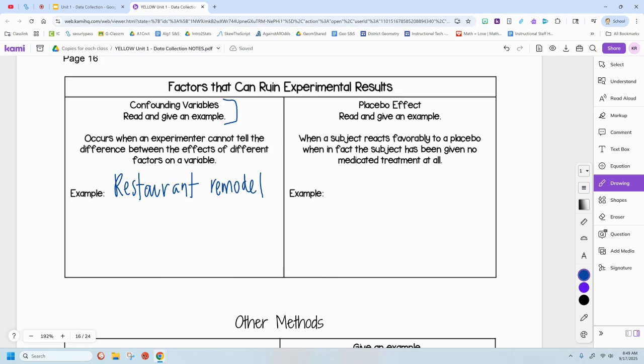Okay, so let me go back to the restaurant remodel. There it is. Ding ding. I love these things. Approved.